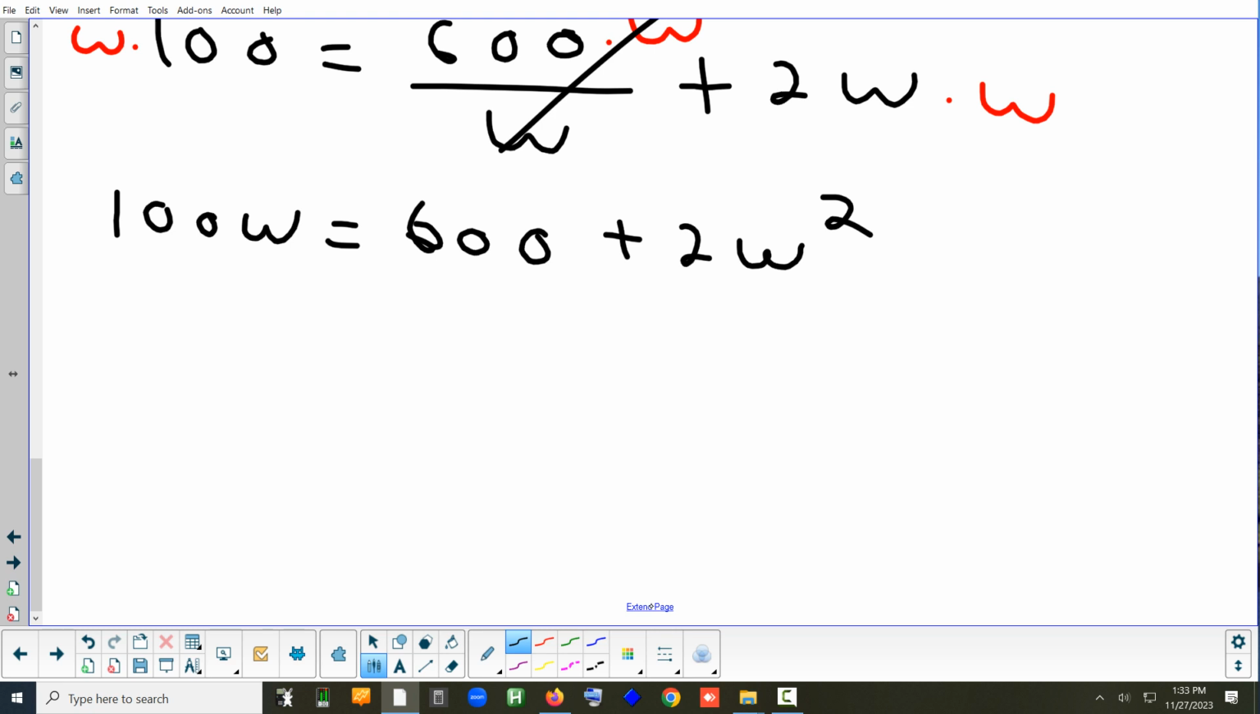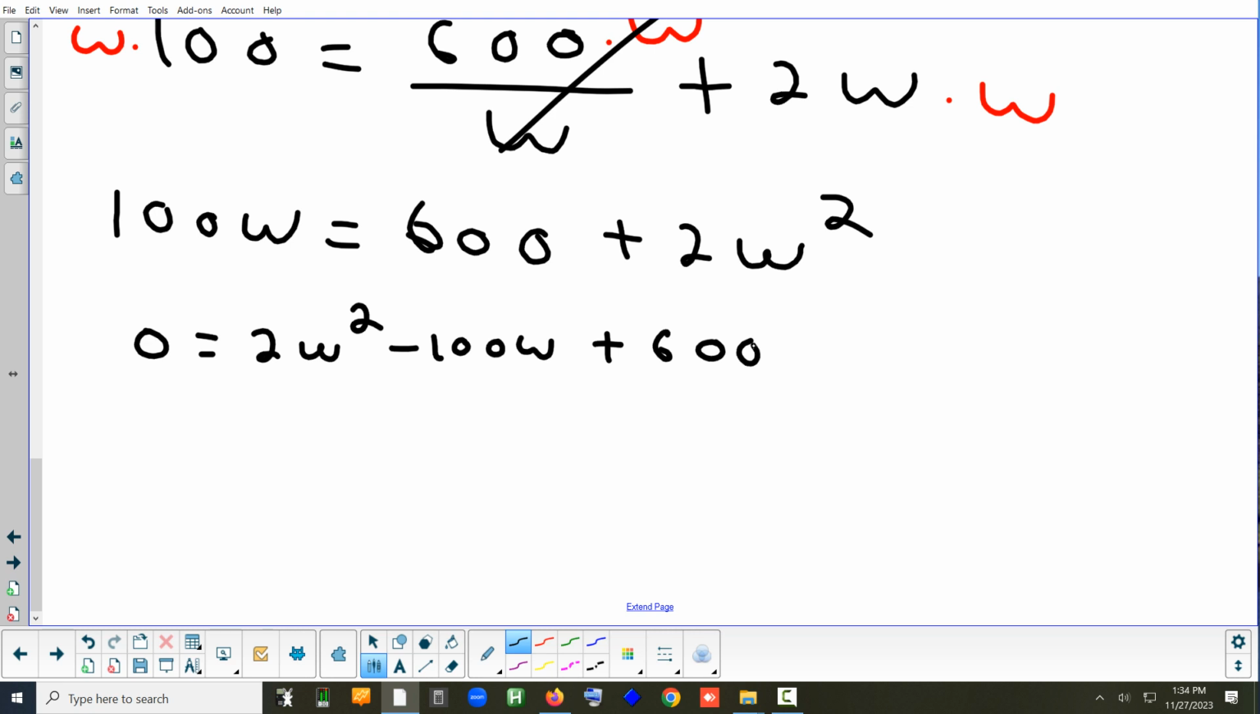It's a quadratic. And when we try to solve it, what do you always get a quadratic equal to? We have to get something on one side by itself. Zero. You always want to get 0 on one side. The easiest thing would be just to move the 100W over. So you got 2W squared, and when we subtract the 100W, it's going to become negative 100W plus 600. So I also rewrote it in the normal order that you see a quadratic in.